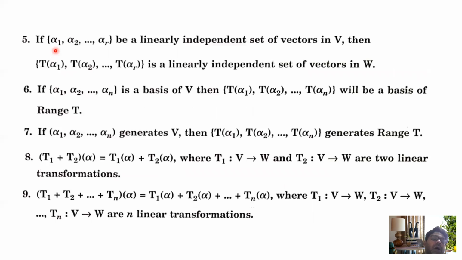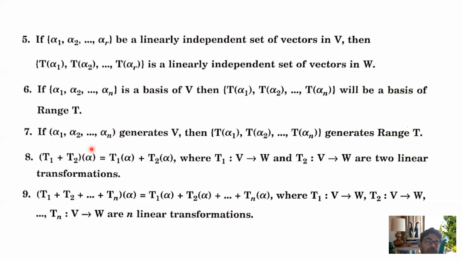If α1, α2, ..., αr be a linearly independent set of vectors in V, then Tα1, Tα2, ..., Tαr is a linearly independent set of vectors in W. If α1, α2, ..., αn is a basis of V, then Tα1, Tα2, ..., Tαn will be a basis of range T. If α1, α2, ..., αn generates V, then Tα1, Tα2, ..., Tαn generates the range of T.